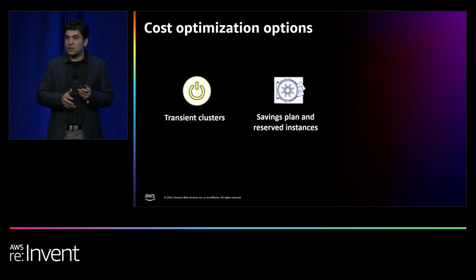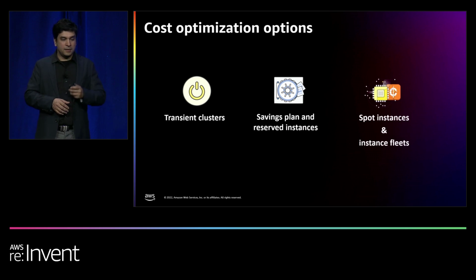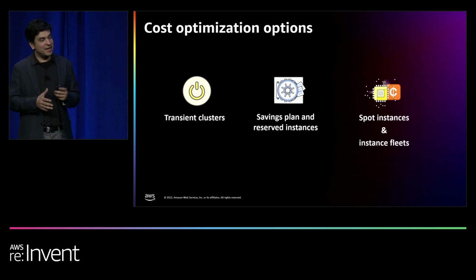The next saving options are obviously Savings Plans and Reserved Instances, where you have some kind of a commitment, and that gives you significant discounts. And then the final one is spot instances. Using spot instances, you get up to 90% discount over on-demand instances. Our largest customers are almost at 100% spot instances in terms of how they use EMR.